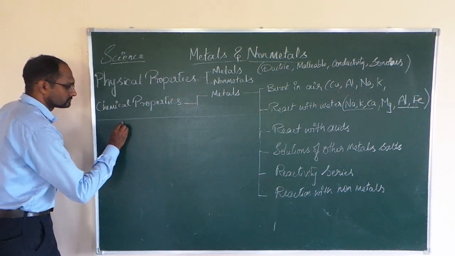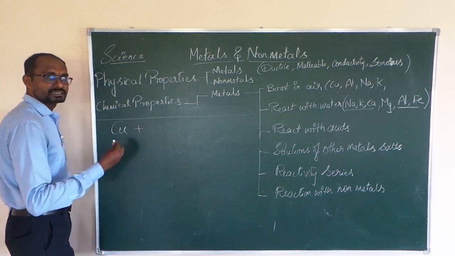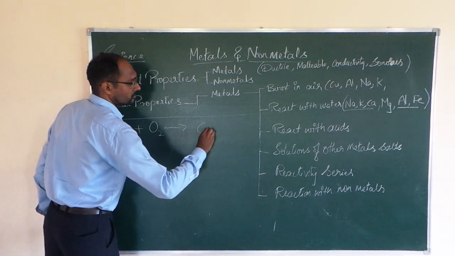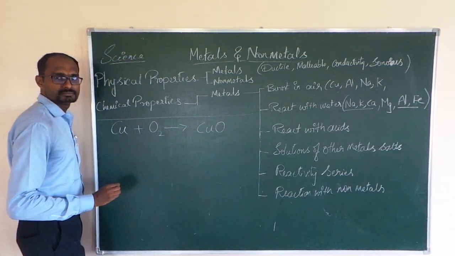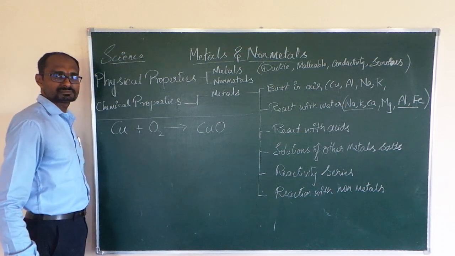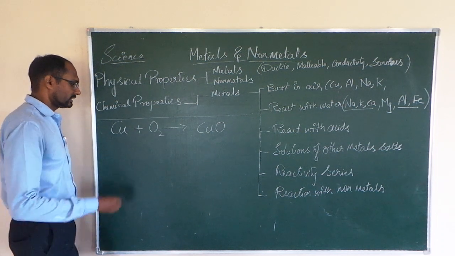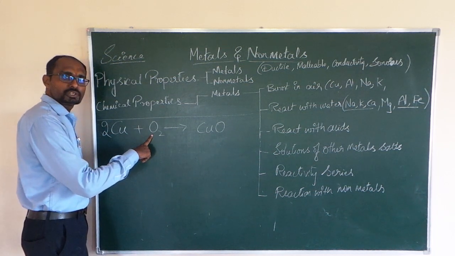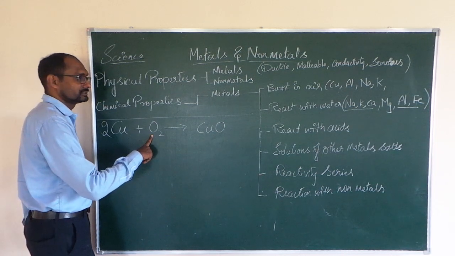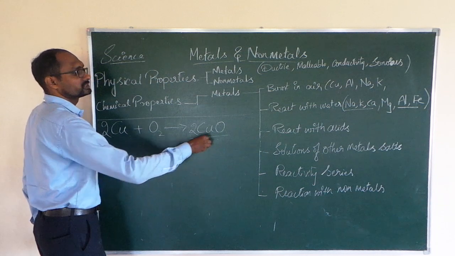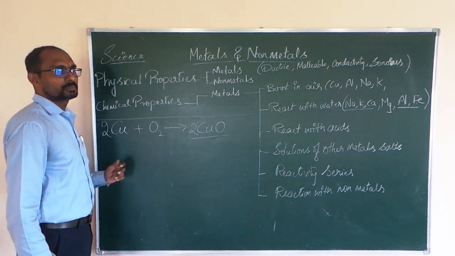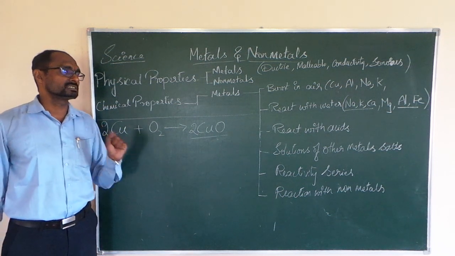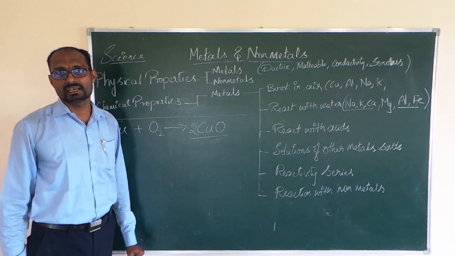Now, when copper is burnt in air, it combines with oxygen to form copper oxide. Is this equation balanced? Definitely not. Two atoms of copper will combine with one molecule of oxygen, that means two atoms of oxygen, to form two molecules of copper oxide. Copper, as you all know, is a reddish brown metal. It combines with oxygen and gives you copper oxide, which is black in color.